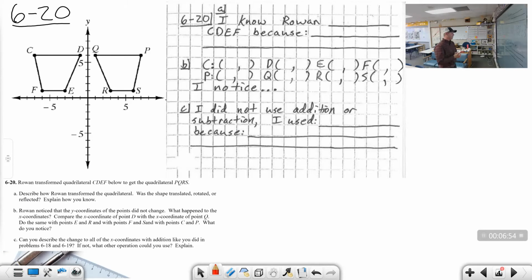So 6-20, Rowan. Rowan transformed this quadrilateral CDEF to get PQRS. Okay, so we did this. Question, what did he do? Did he slide like the previous problem? Well, now I noticed that the orientation here is opposite. I noticed that this one kind of looks like it's pointing in this direction, and this one is pointing in this direction. Which transformation has those mirror images? You need to write, I know Rowan flipped.